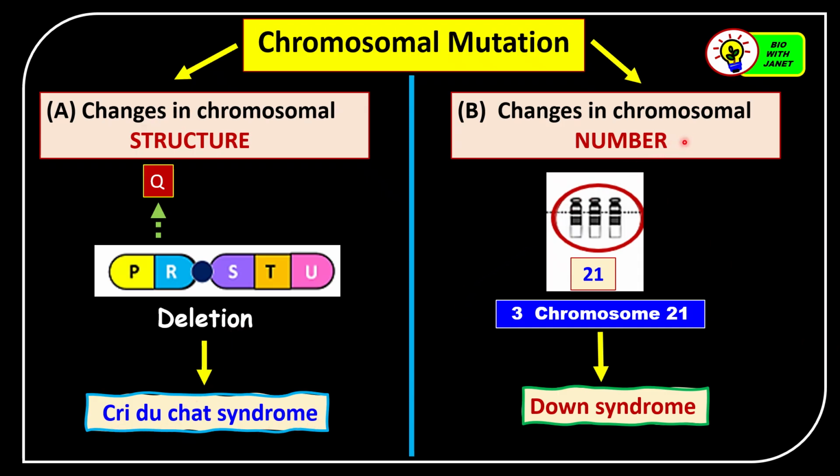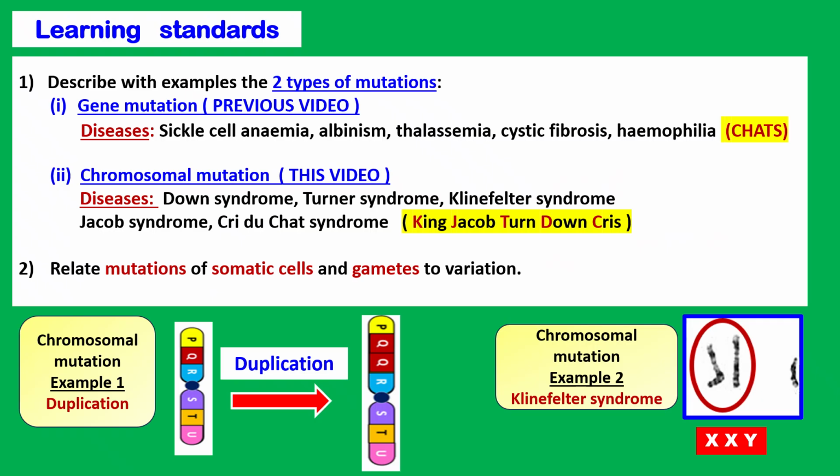Now, in the second type, changes may occur in the chromosomal number. For example, in a Down syndrome child, each diploid cell has 3 chromosomes number 21 instead of 2. So this will cause the Down syndrome child to have 47 chromosomes in each diploid cell because of the extra chromosome 21. Let's find out more about the different diseases caused by changes in chromosomal structure and chromosomal number. The learning standards are as follows.